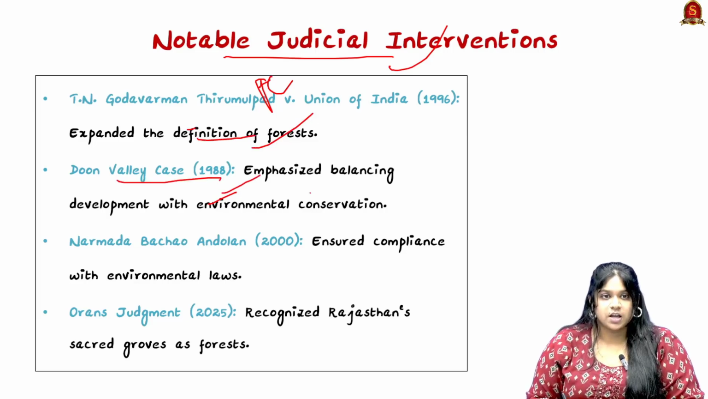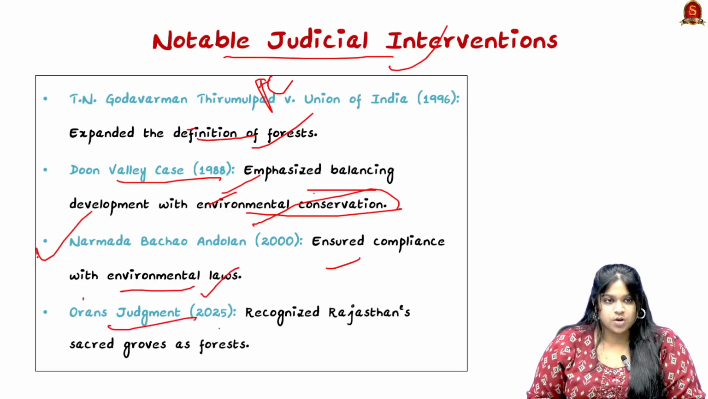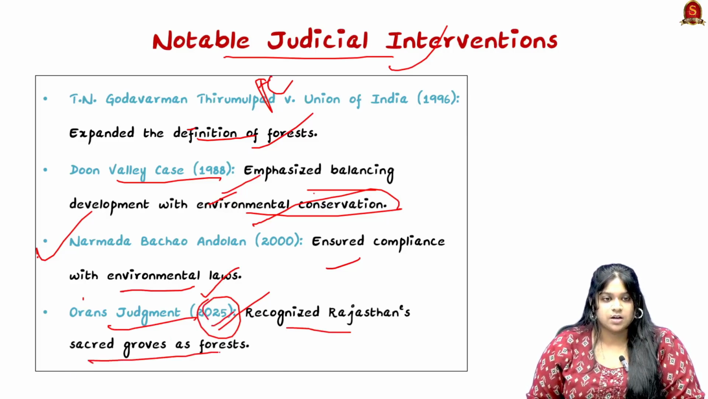Then the Doon Valley case emphasized balancing development with environmental conservation. Then the Narmada Bachao Andolan movement, one of the most famous movements, where it ensured compliance with the environmental laws present. And the Orans judgment of 2025 recently recognized Rajasthan's sacred groves as forest. So this is one of the important current affairs to be taken note of.